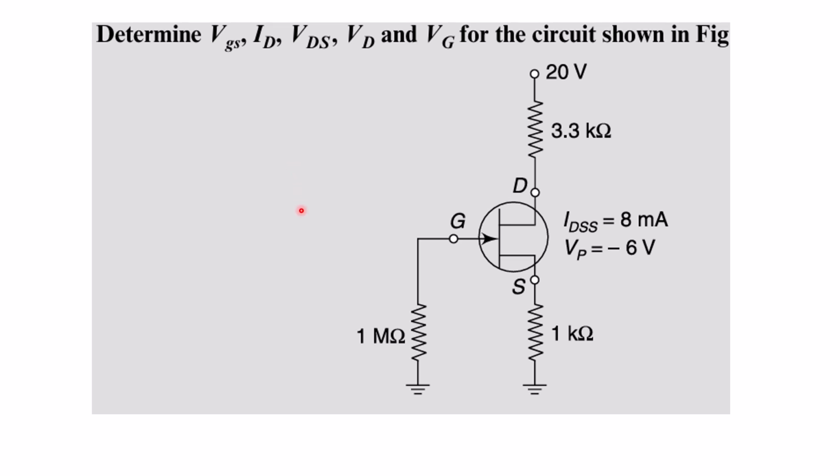Good afternoon. We are going to cover the topic of JFET. We are going to determine VGS, drain current, voltage across drain-source, VD and VG for the given circuit. The parameters are mentioned in the circuit diagram.